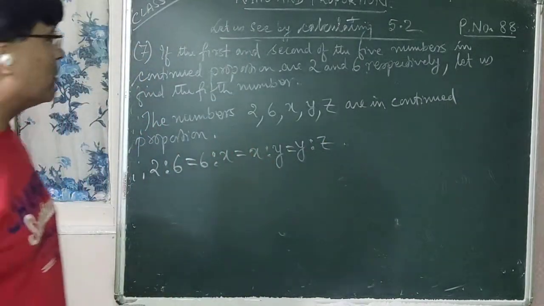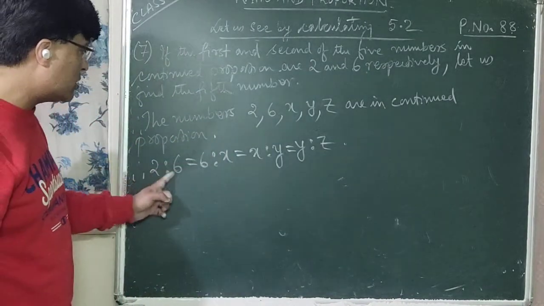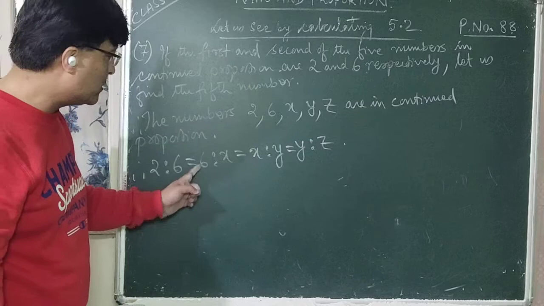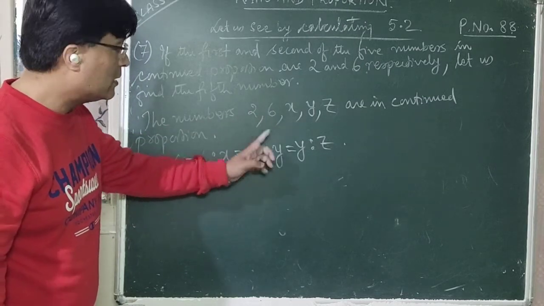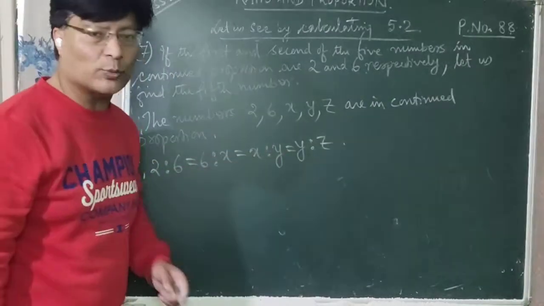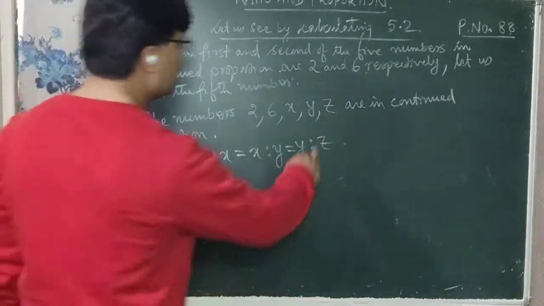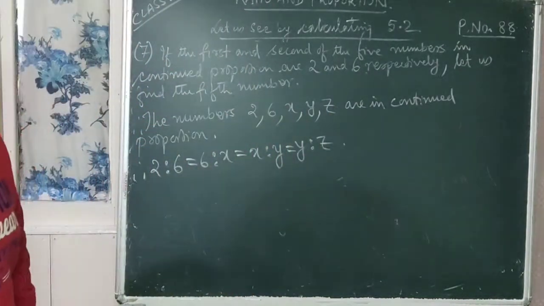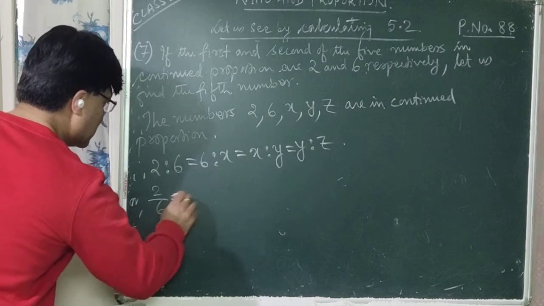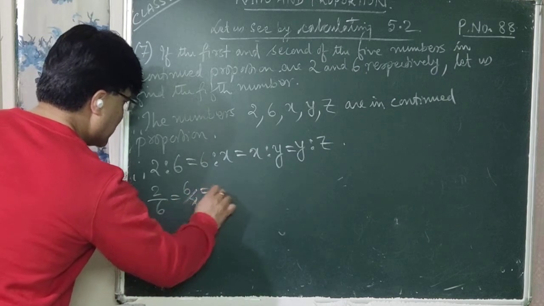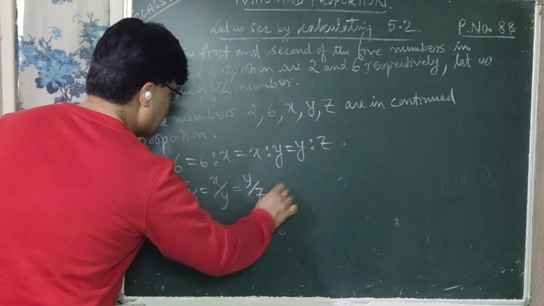If 2, 6, x, y, z are in continued proportion, then what can you write? 2:6 is equal to, again this second term is repeated, 6:x is equal, again this third term is repeated, x:y is equal, again this fourth term is repeated, that is y:z. So from here you have to get the fifth number. Which is the fifth number out here? That is z. You have to get the value for z, right? So ratio means you can write it in terms of fraction. 2/6 is equal to 6/x is equal to x/y is equal to y/z.